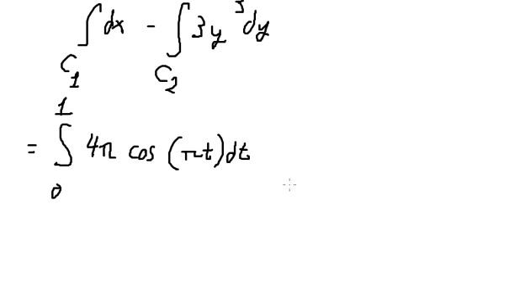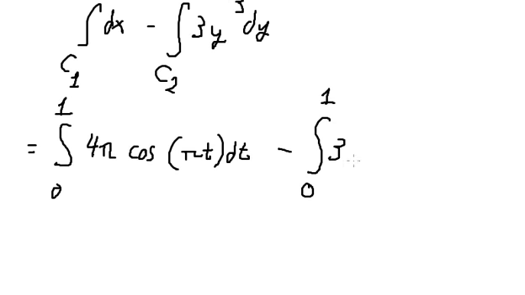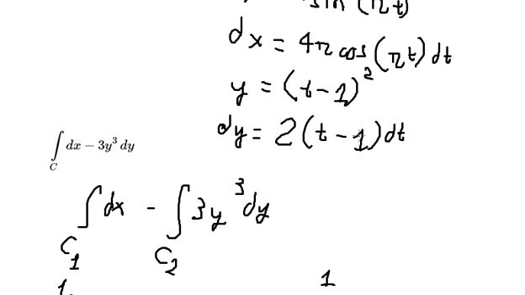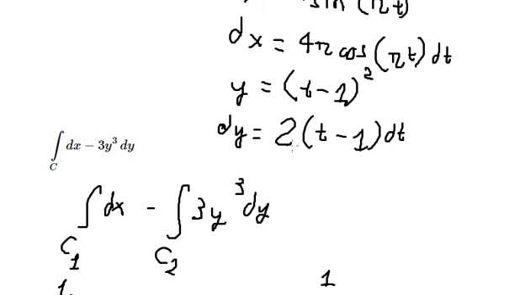The second one we have the negative, and we have the integral from 0 to 1. Y is this one, so we have t minus 1, because we have the power 2 and the power 3 here, so you have 6. This one, dy, we change to this one.